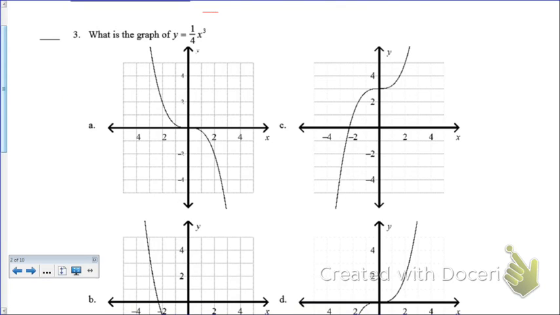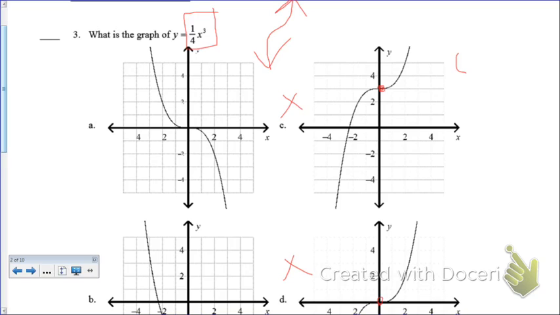Number 3 is very similar to 1 and 2, except we only have one term, so it's one leading coefficient. It's odd, so one end is going to go up and one is going to go down, and since 1/4 is positive, it's going to end going up, so it's going to be down and up. And we actually have two possibilities for that. C and D are both possibilities. We just need to check which one by picking a point from each graph.